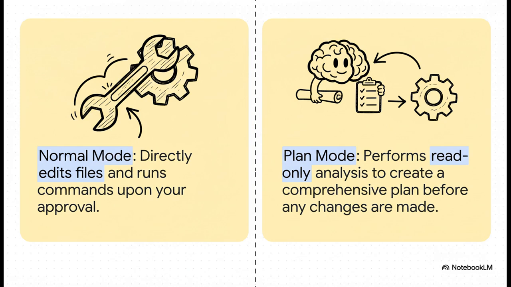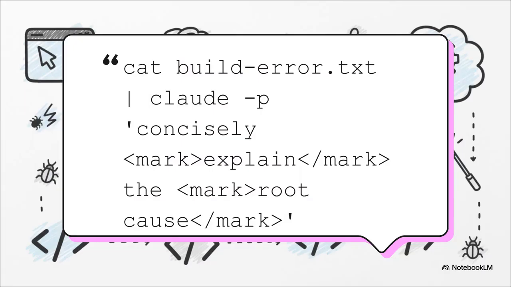Okay, this next part is one of my favorite things, because it really gets back to the classic Unix way of thinking. You can string commands together, you can pipe the output of one command directly into Claude. Like here, you can take a big, ugly build error log, pipe it straight to Claude and just ask, hey, what's the root cause here? This just opens up so many possibilities for scripting and automation.